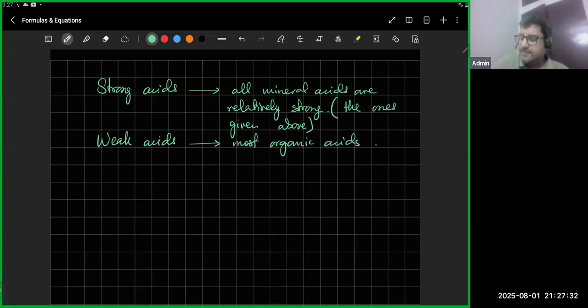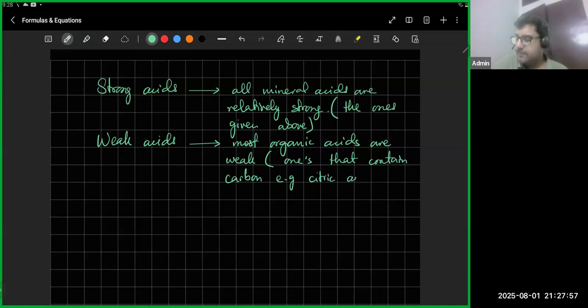So most organic acids are weak. So what are organic acids? They are the ones that contain carbon in them. कि एक example का citric acid है. Example, citric acid, I showed you the diagram of citric acid. Even carbonic acid, which is H2CO3, that has carbon in it, and these are all relatively weak acids. ठीक है?